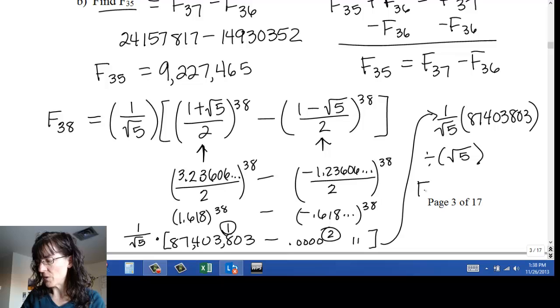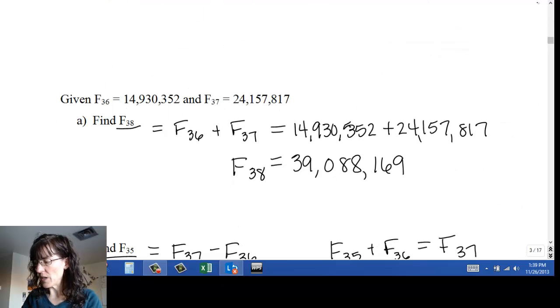And then my F sub 38 is going to give me 39,088,169. And let's double check that from above. F sub 38, 39,088,169.